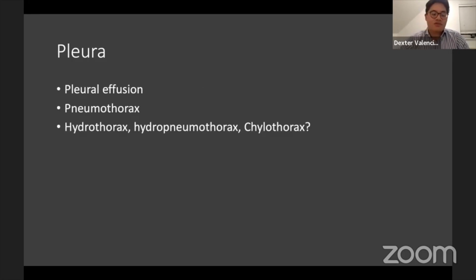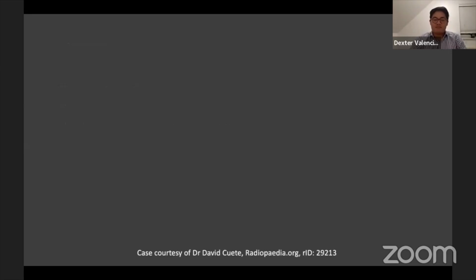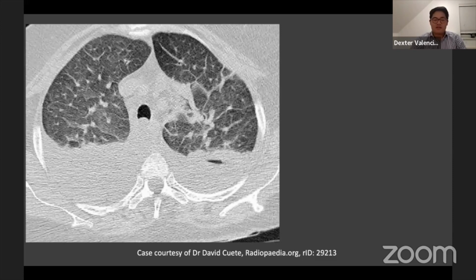We'll talk about pleural effusions, pneumothorax, and some other things. So essentially in the pleura, you're thinking about these entities. So here's an axial CT slice through the lungs.